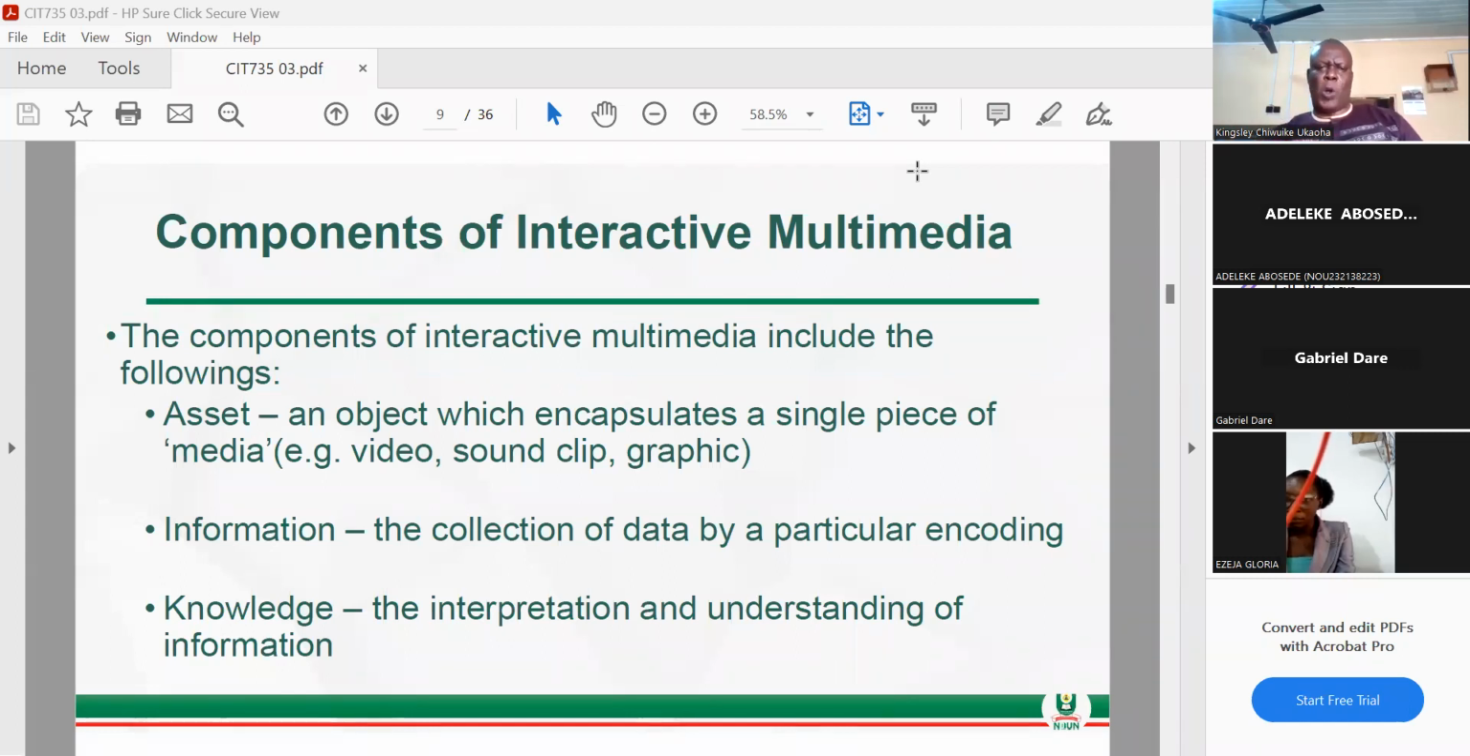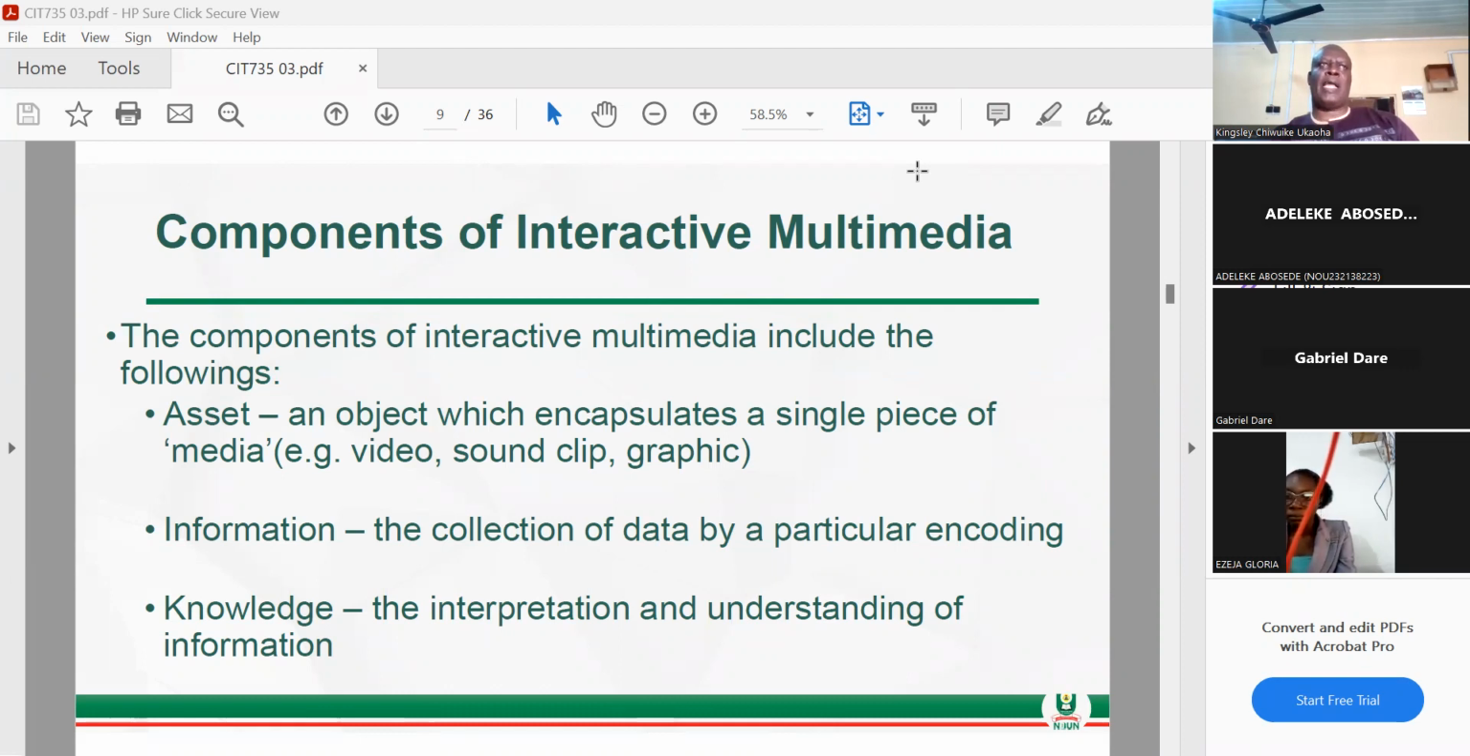And then the second component of interactive multimedia is information. And information is the collection of data by a particular encoding, particular technology, we can call it here. Then knowledge, the interpretation and understanding of that information.